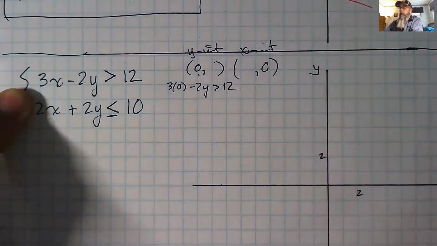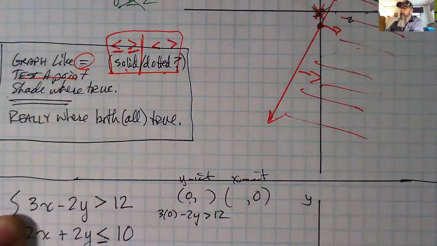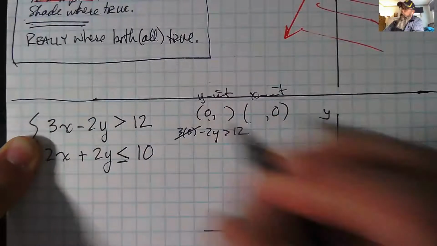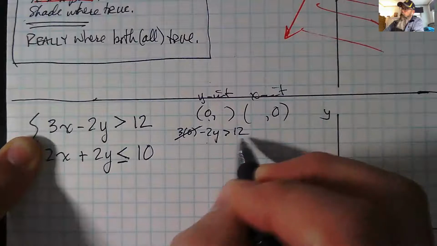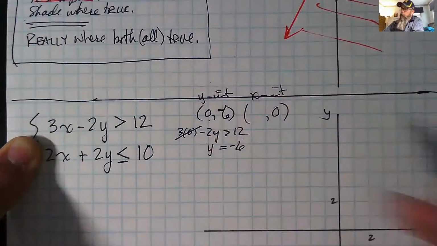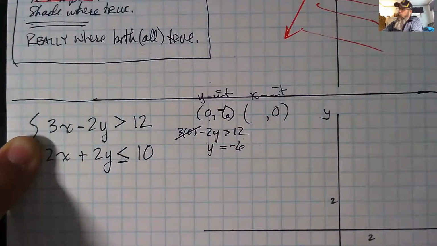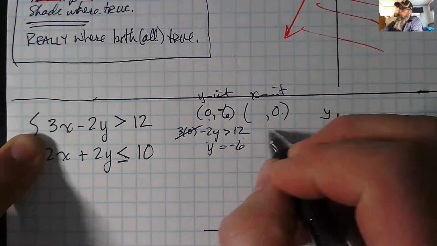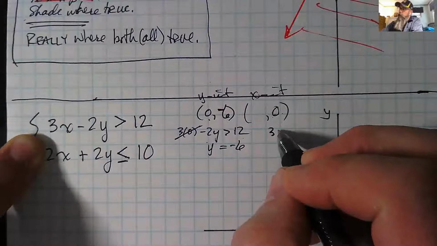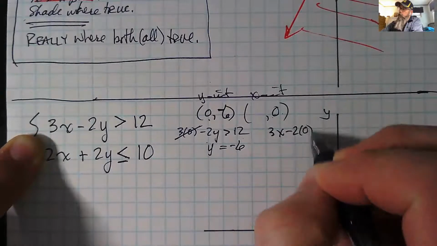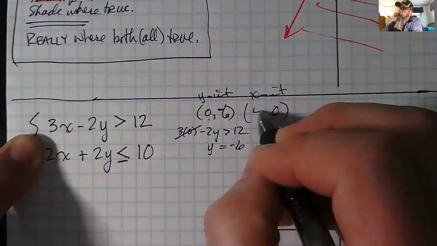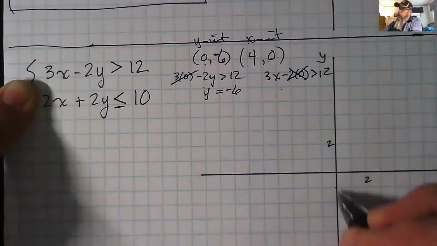Now, again, I'm trying to graph where it's equal. So I don't really care about the greater than symbol for this part of it. So 3 times 0 is nothing. Negative 2y, 12. So I'm going to divide both sides by negative 2. So I have y equals negative 6. So that's going to be my y-intercept. And then I'm going to put in y equals 0 to find the x-intercept. So 3 times, I don't know yet, minus 2 times 0 equals 12. So this is gone. 3 times what? I guess that's 4. So I'm going to put a 4 there. All right, so 0, negative 6.